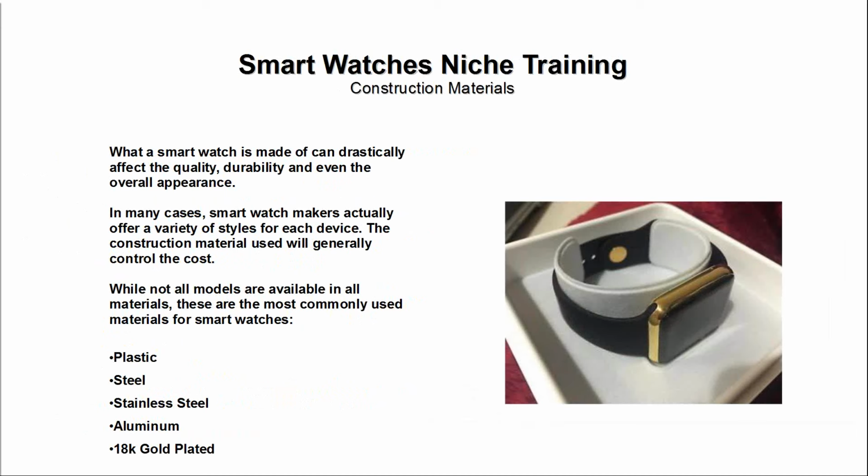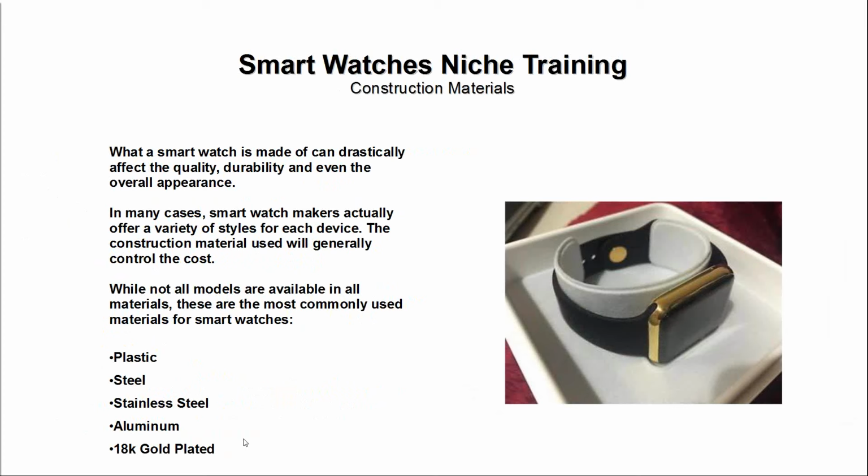Ultimately, what the watch is made out of can really affect the quality, the durability, and oftentimes the overall appearance of these watches. So most models of smartwatches have a variety of choices to go along with it. And the construction material is one of these main choices, and it can actually drastically affect the price of the watch.